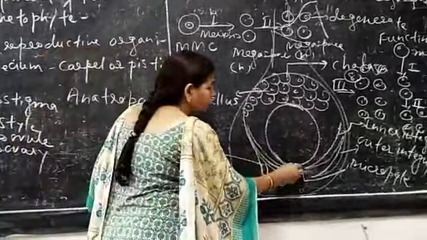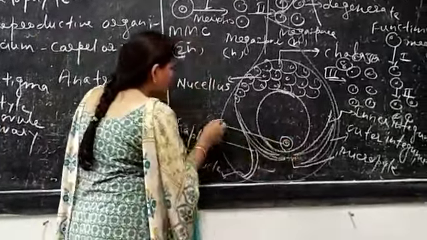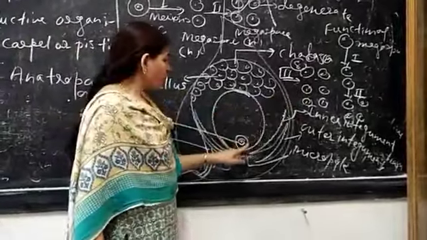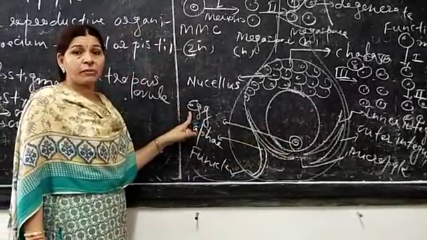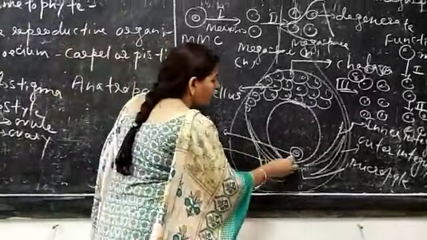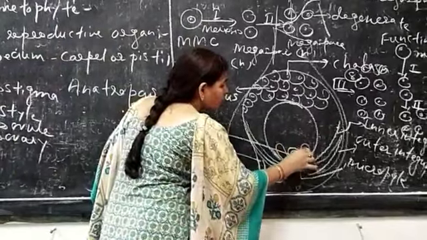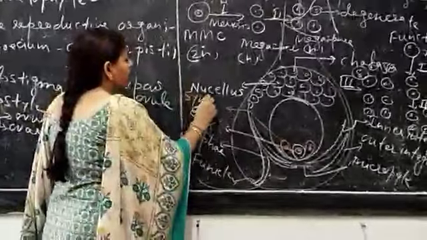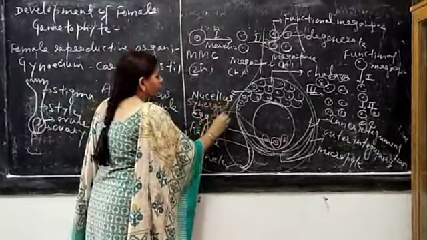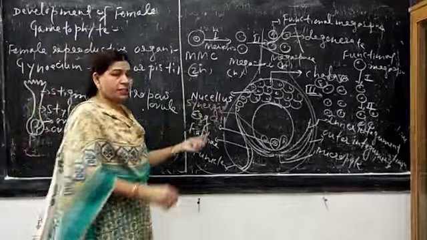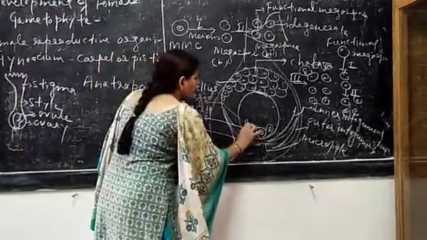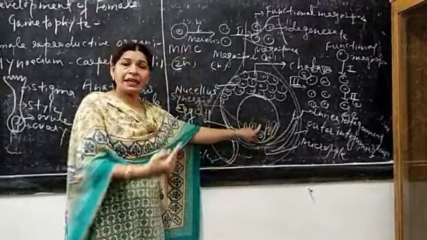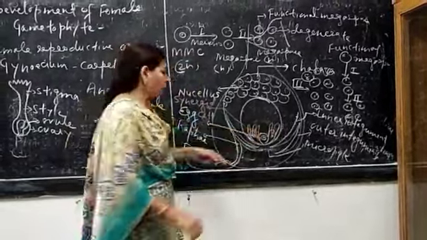Out of the 8 nuclei, 1 acts as the egg. This is the female gamete. And on both sides of the egg, it is supported by supporting cells or synergid cells. The synergid cells form the filiform apparatus. This filiform apparatus guides the entry of the pollen tube into the embryo sac.